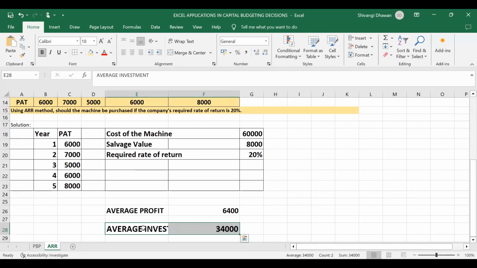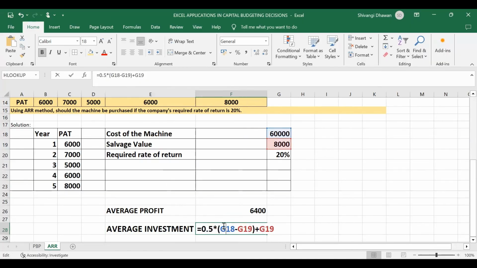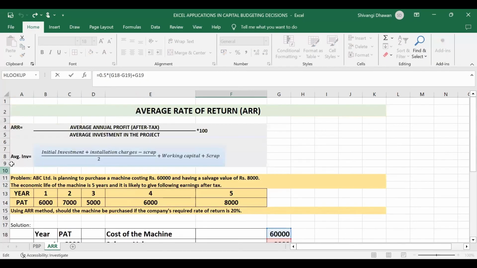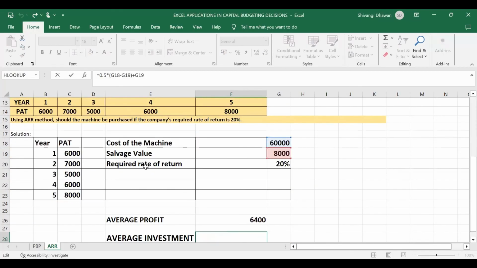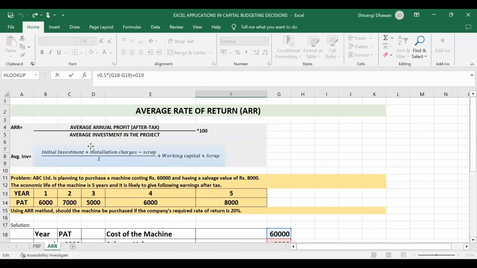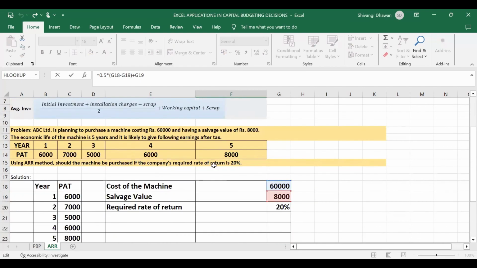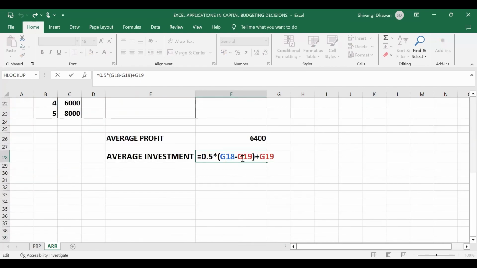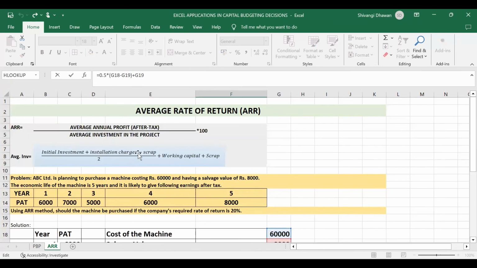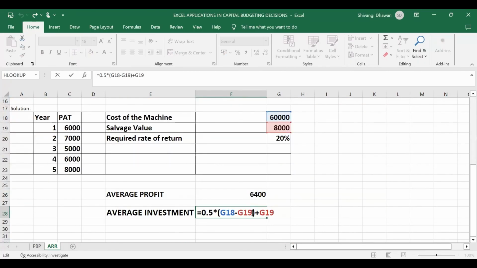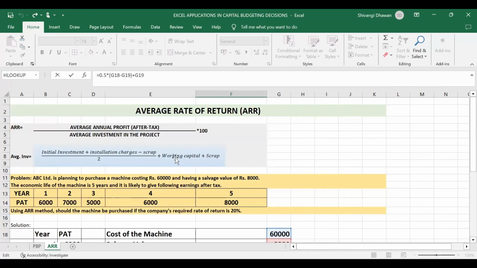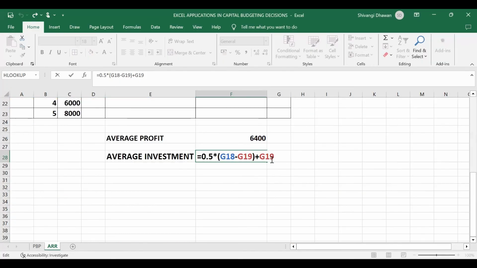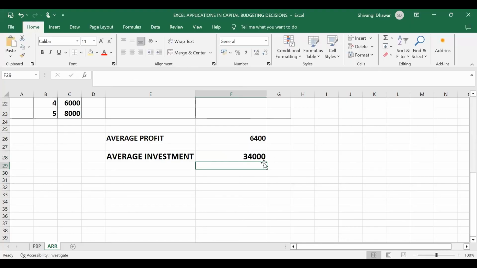So this formula can be seen here. 0.5 is for 1 by 2. G18 is 60,000. It is for initial investment. Installation charges are not there, so we have skipped that. Then we have scrap of 8,000. Close the bracket. Plus, we are not having any working capital. We are having a scrap of 8,000 again. So we have added it here. Enter, and we have this value.